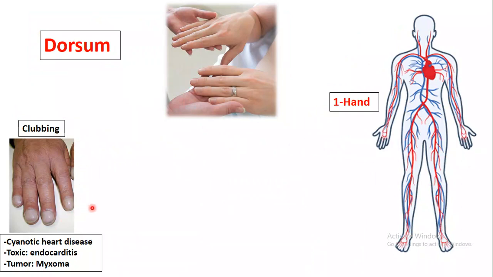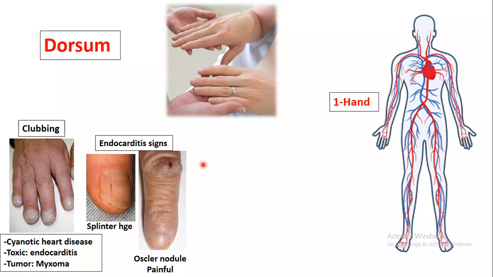Clubbing in cardiology is related to one of three categories: either cyanotic clubbing in a patient with cyanotic heart disease, toxic clubbing in a patient with endocarditis, or it might be seen in a rare cardiac tumor which is called myxoma.